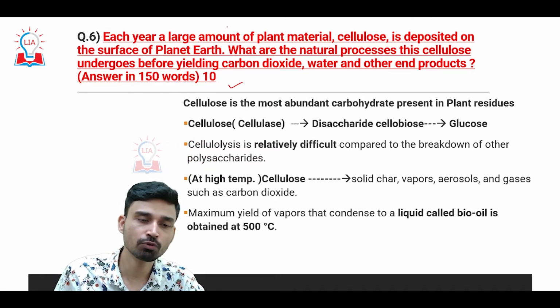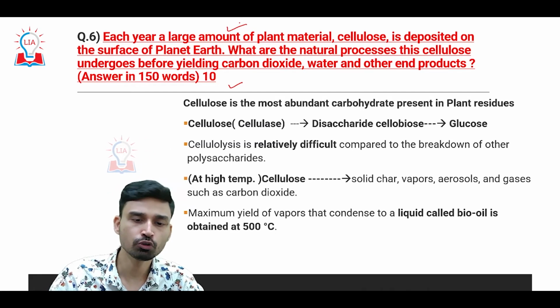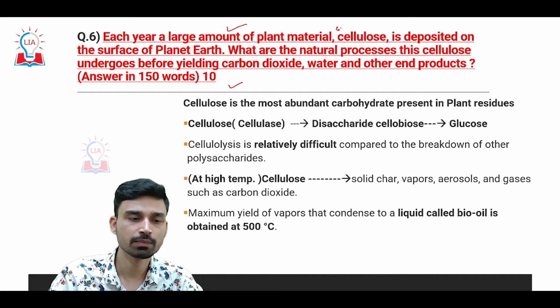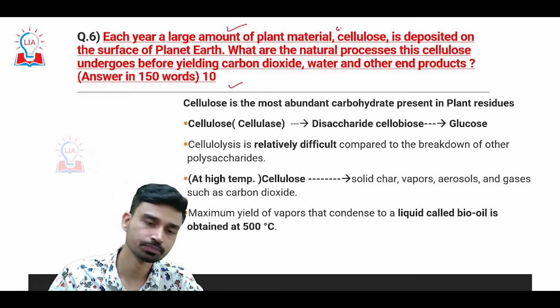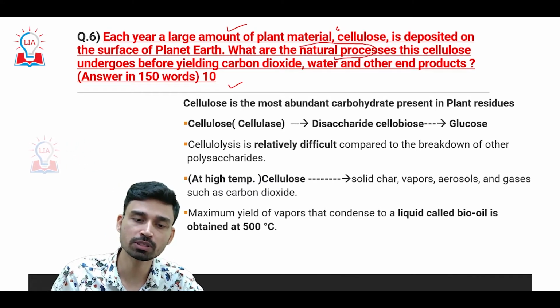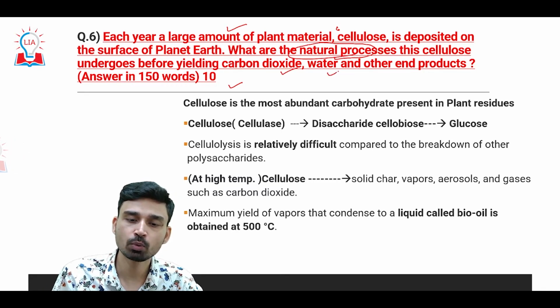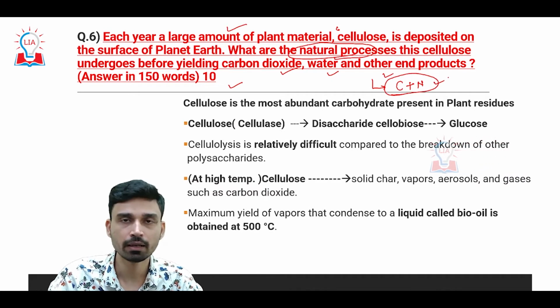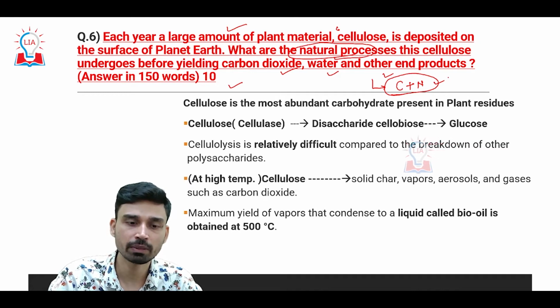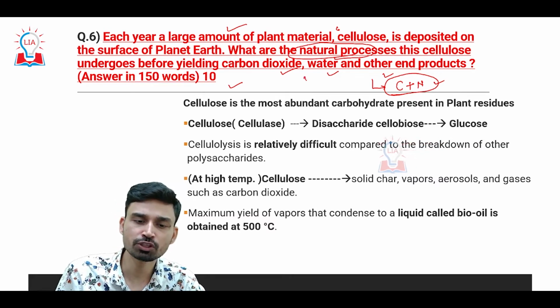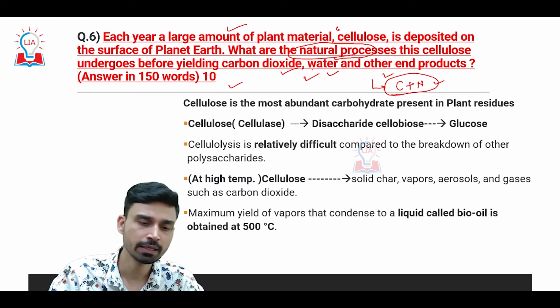and the question is straightforward: each year a large amount of plant material, that is cellulose, is deposited on the surface of planet Earth. So what are the natural processes this cellulose undergoes before yielding carbon dioxide, water and the other end products? Now this is very, very important. Basically, if we try to understand this question, they want to know what you understand about the carbon cycle and nitrogen cycle, both of which you have to study as far as the environment is concerned.